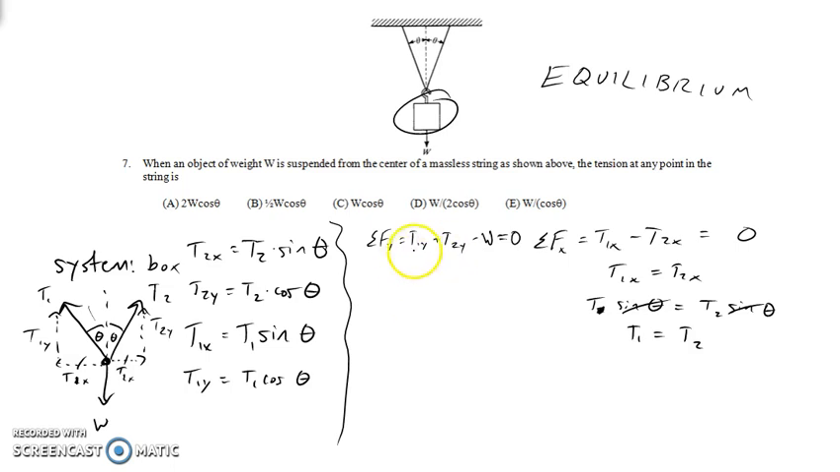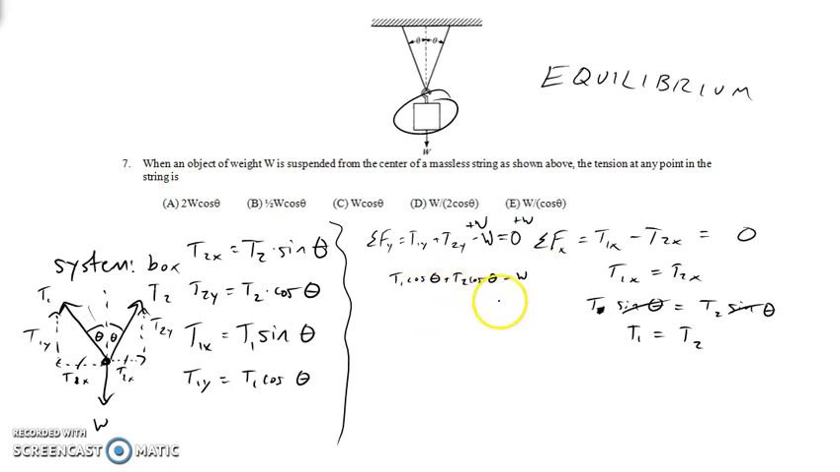Now I can say that T1y plus T2y minus the weight is going to equal 0. So what I'm going to do with this equation is add the weight to both sides. And when I do that, I'll get T1y plus T2y is equal to the weight. And let's go ahead and insert T1 cosine theta and T2 cosine theta for T1y and T2y. So this becomes T1 cosine theta plus T2 cosine theta is equal to the weight.